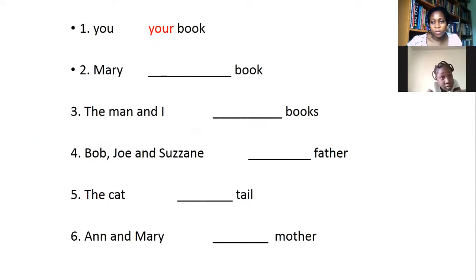So after the video and these explanations, let's do this exercise together right now. The first one has been done for you. The instruction is that you replace the nouns here with possessive adjectives. So the book is for you. You are going to read it so that you know which possessive adjective to use so that you don't get confused. So it is what? Your book.